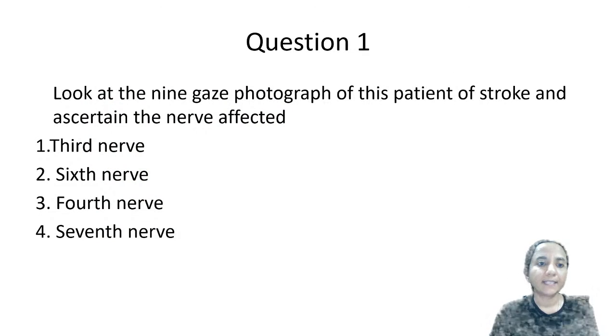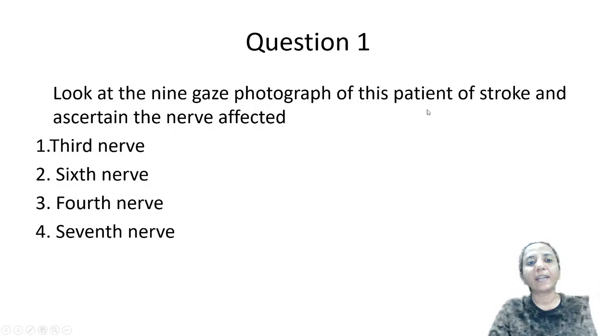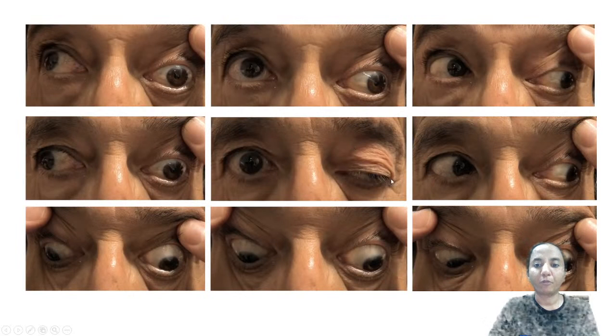This question says, look at the 9-gaze photograph of this patient of stroke and ascertain which is the nerve that is being affected. I'll come to the photograph because it's a big photograph; I've put it in the next slide. So the options given to us are third, sixth, fourth, and seventh, right? Now let me first show you the photograph. So suppose this is the photograph that has been given to us.